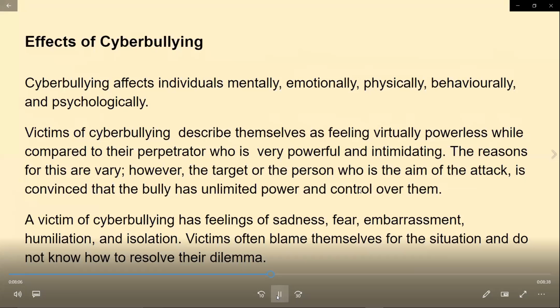Effects of cyberbullying. Cyberbullying affects individuals mentally, emotionally, physically, behaviorally, and psychologically. Victims of cyberbullying describe themselves as feeling virtually powerless, compared to their perpetrator, who is very powerful and intimidating. The reasons for this vary. However, the target, or the person who is at the aim of the attack, is convinced that the bully has unlimited power and control over them. A victim of cyberbullying has feelings of sadness, fear, embarrassment, humiliation, and even isolation. Victims often blame themselves for the situation and do not know how to resolve their dilemma.